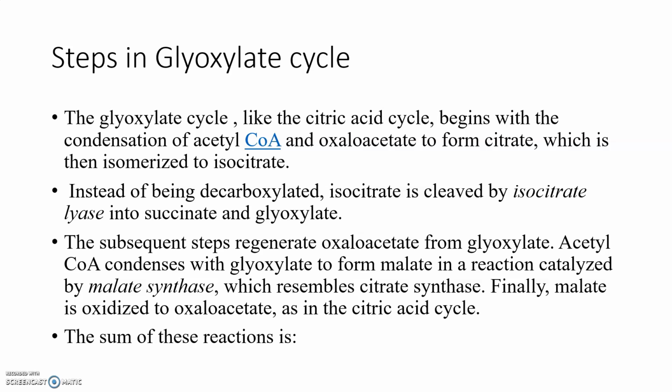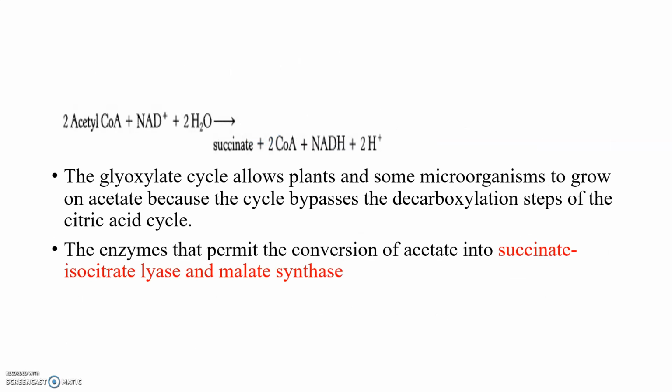Acetyl CoA condenses with glyoxylate to form malate in a reaction catalyzed by malate synthase, which resembles citrate synthase. Finally, the malate is oxidized to oxaloacetate as in the citric acid cycle. So here are the steps involved. 2 acetyl coenzyme A plus NAD plus water gives succinate plus 2 coenzyme A plus NADH plus 2H plus.